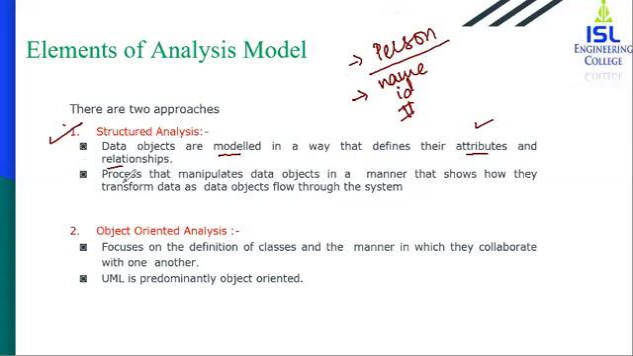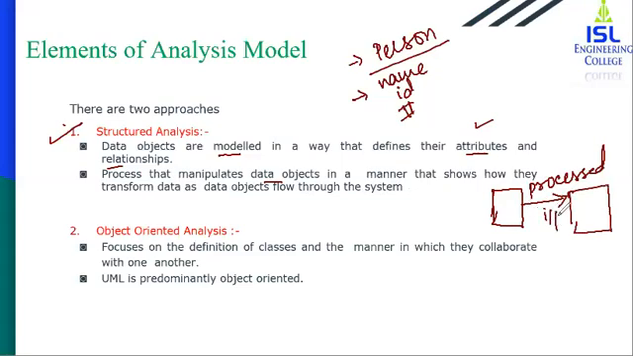The second one is a process that manipulates the data objects in a manner that shows how they transform data as data objects flow through the system. Now, whenever you're making use of a particular data object, this data object is going to have some specific information. Now this information can be processed, and it can be taken as input for some other entity. That is, output of this becomes input for another entity. So this is called your structured analysis.